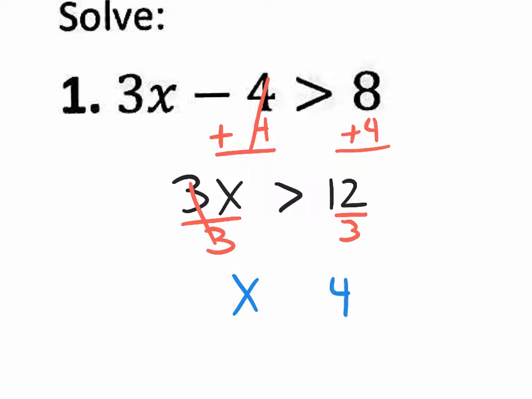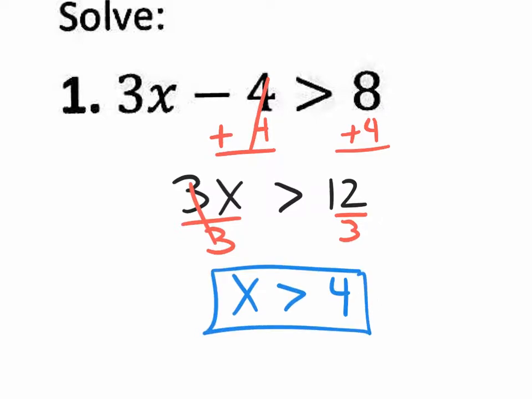I have 4. Now, do I keep the sign, or do I flip the sign, or do I change the sign? Keep it. Why? Because you did not divide by a negative. It's positive 3, so we're good. You keep it. That's our final answer right there.